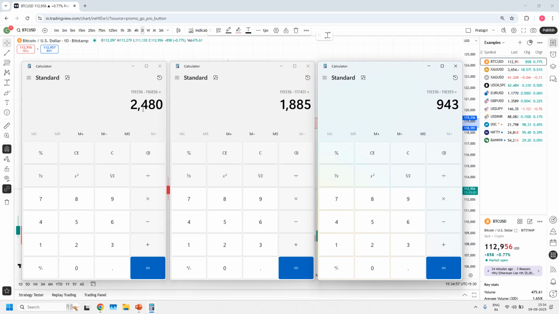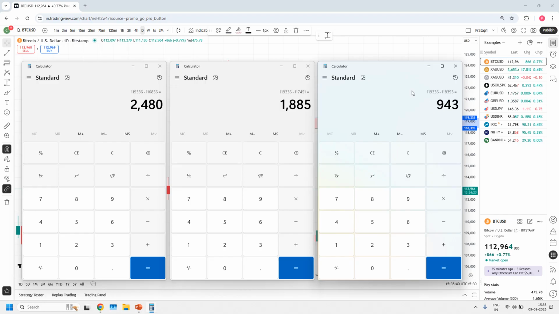That means if you are using type 1 and your analysis goes wrong, you will be losing $2,480 for one Bitcoin. If you are using type 2 proximal and your analysis goes wrong, you will be losing $1,885 for one Bitcoin. Similarly, if you are using type 3 proximal and your stop loss, your distal line, is hit, then you will get $943 as a loss. So among the three, which is the best? You feel the third one is the best, right?